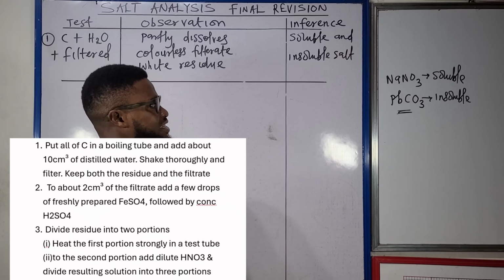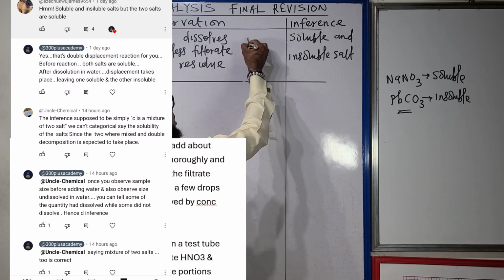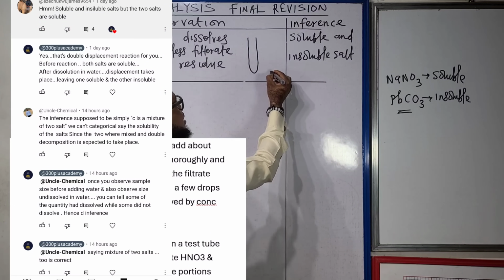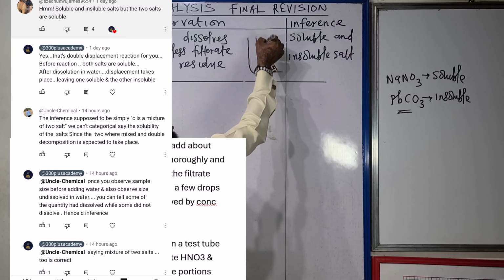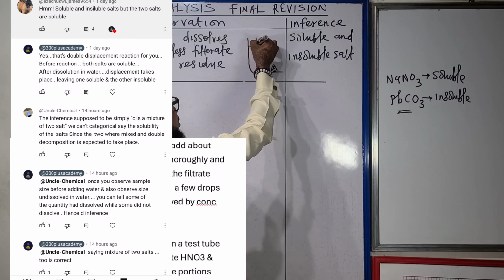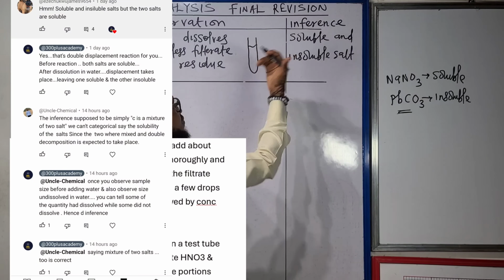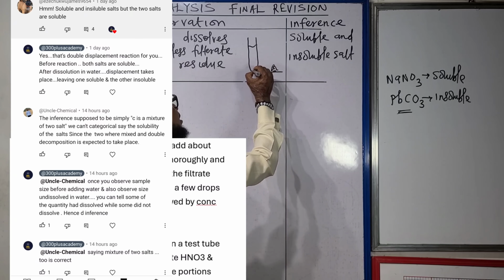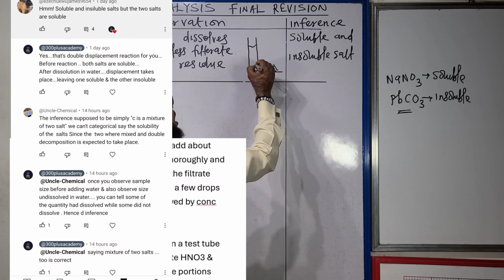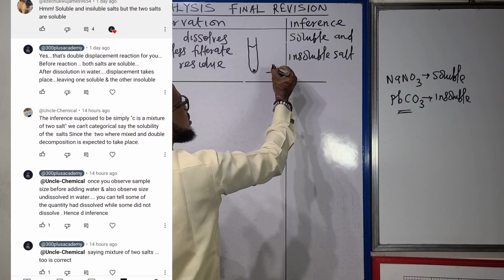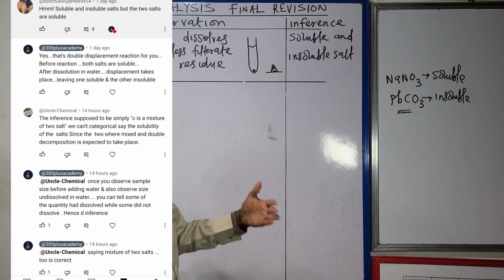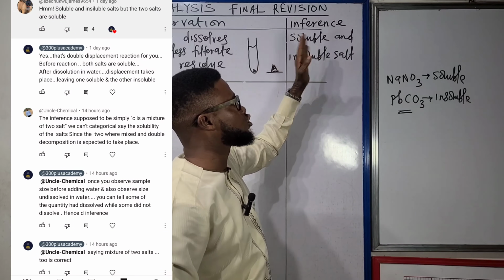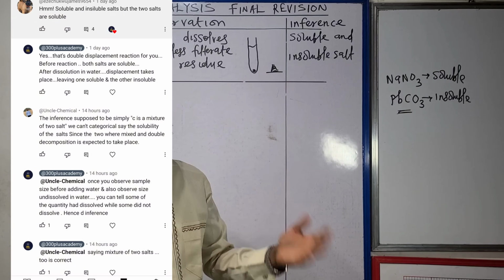Well, just like I said, if this is my test tube, and let's say this is the size of the sample I had dissolved, I had put in the test tube before filling it up with my water. If after vigorously shaking together, this is the sample size I'm left with, not up to this, that tells me that some of the salt dissolved, some did not dissolve. So that tells me I have a mixture of soluble and insoluble salt.